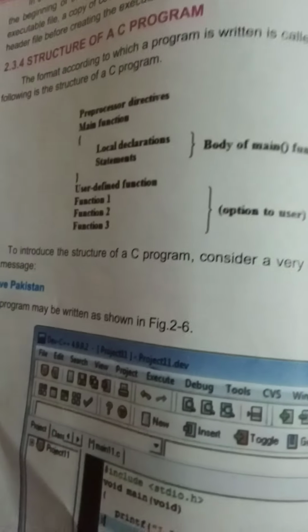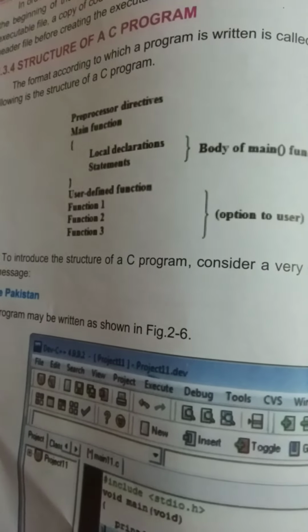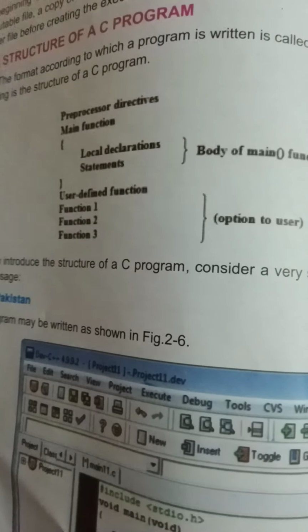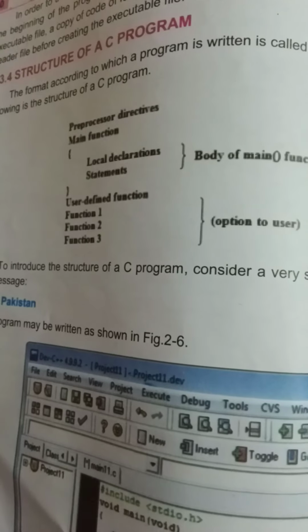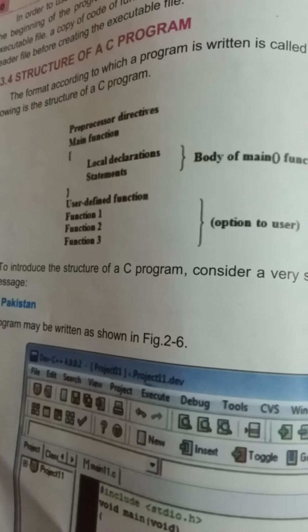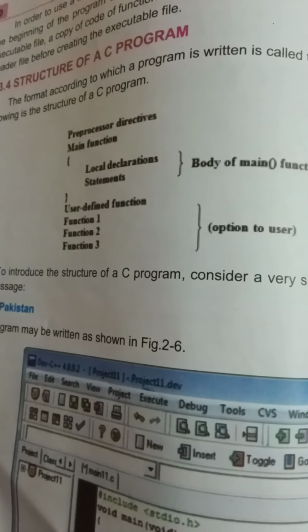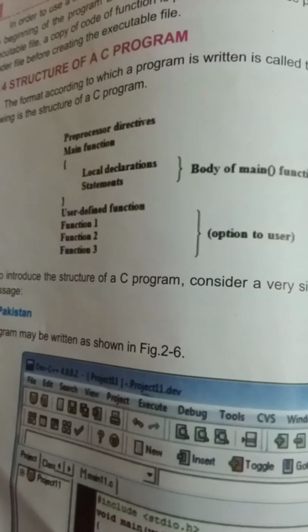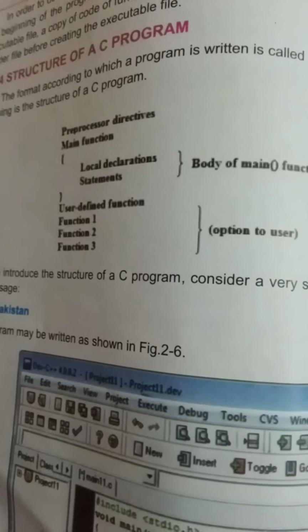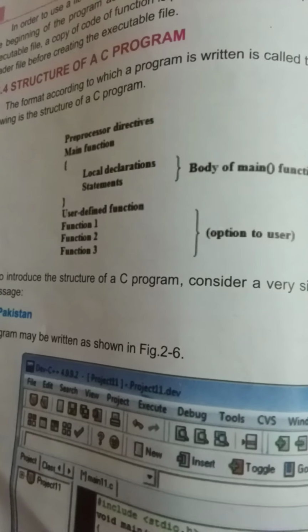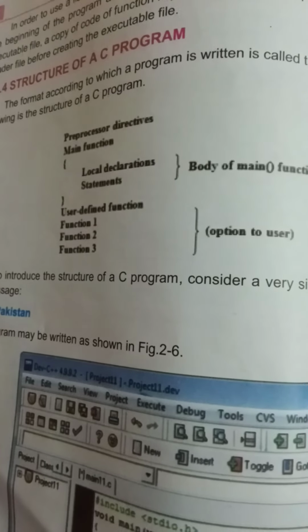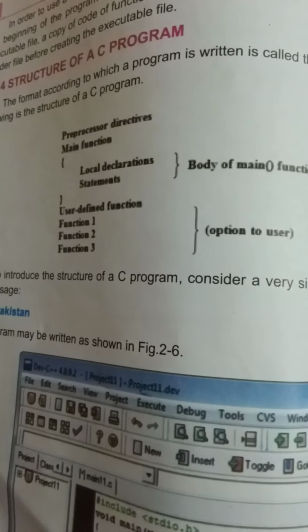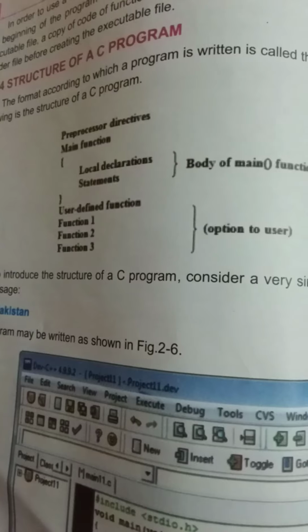First of all, I will tell you that the computer can only understand machine language, which is very difficult for human beings to write programs in, since it is based on 0 and 1. The computer can only understand machine language, so that is why we invented translators. Translators are used to convert the programming language into machine language.